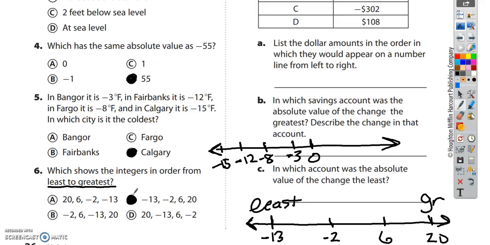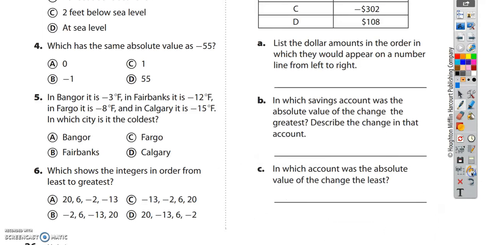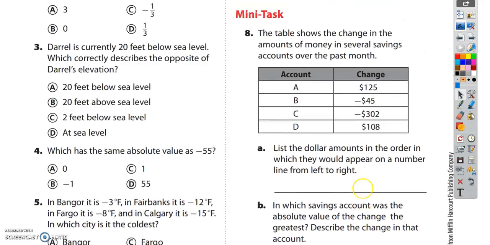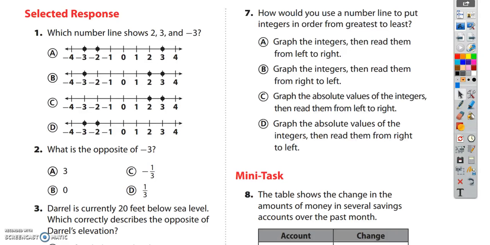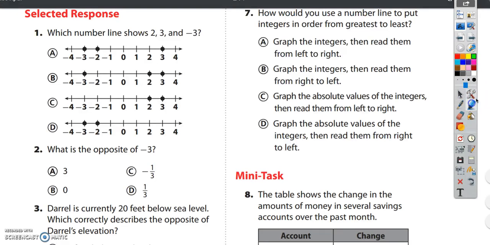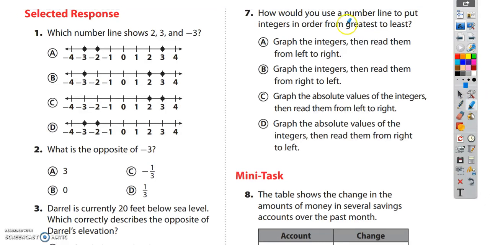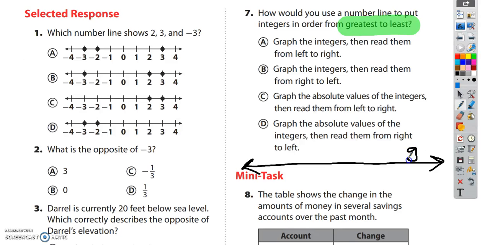Okay, back up to the top of the page. We are on number 7. Number 7 reads, how would you use a number line to put integers in order from greatest to least? So pay attention that it's asking you to use a number line and then it's asking greatest to least. We kind of just did that, except for we used a number line to use least to greatest. So if we think about a number line this way, farthest to the right is greatest, farthest to the left is least. So what we're going to do is we're going to graph the integers, and then we're going to read them from left to right.